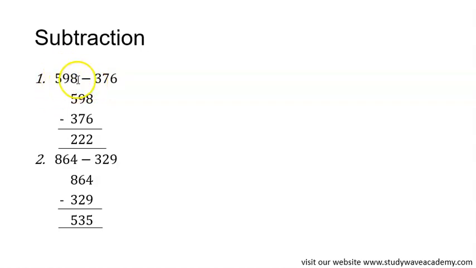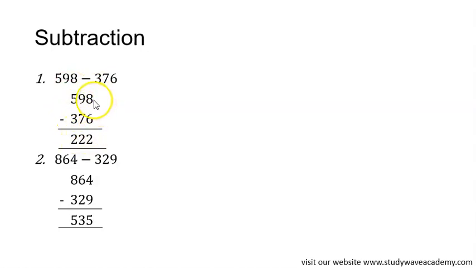So 598 minus 376, you still arrange them accordingly, okay? Even if this is subtraction, you arrange them accordingly, by place value order: ones in ones, tens in tens, hundred in hundred. So we have 598 minus 376. Start minusing from the right to the left, okay?